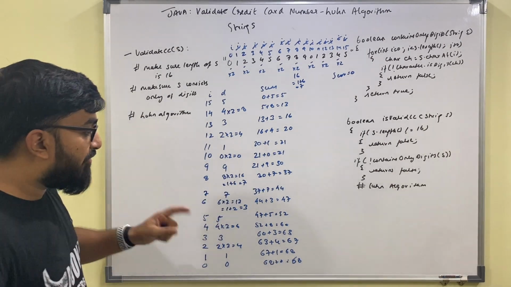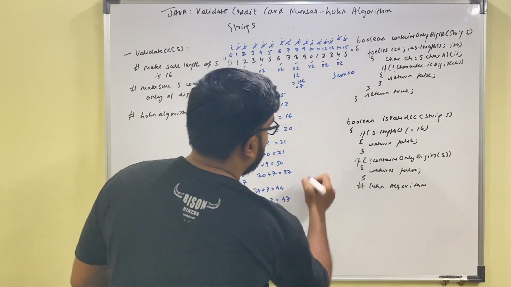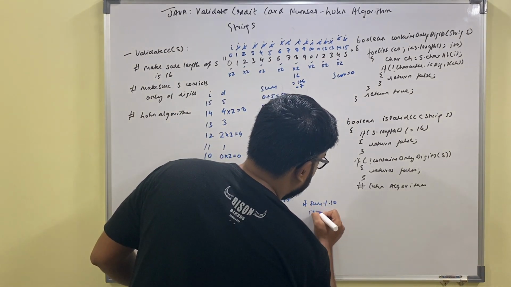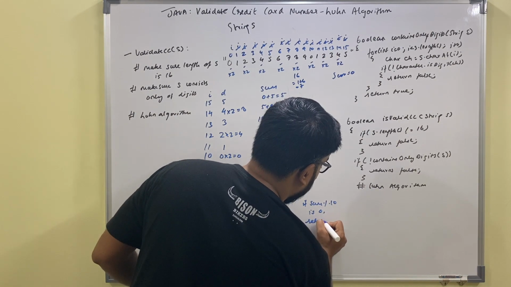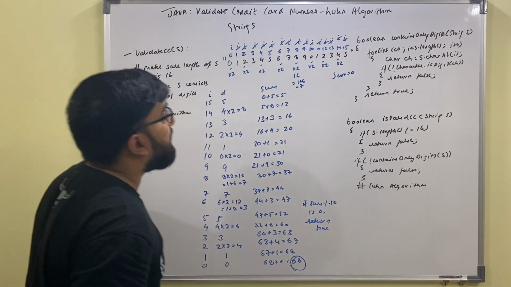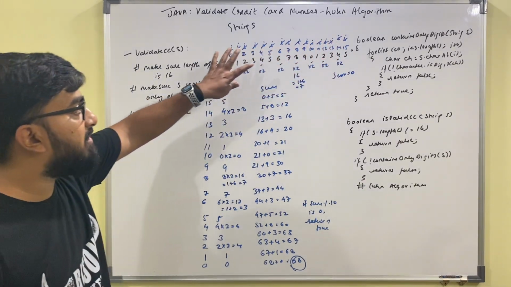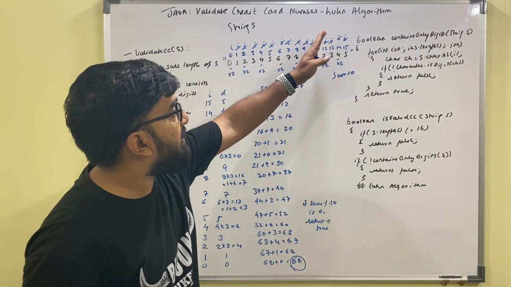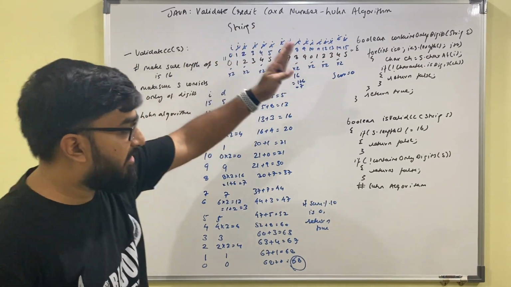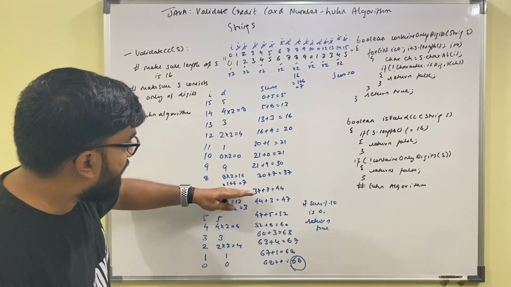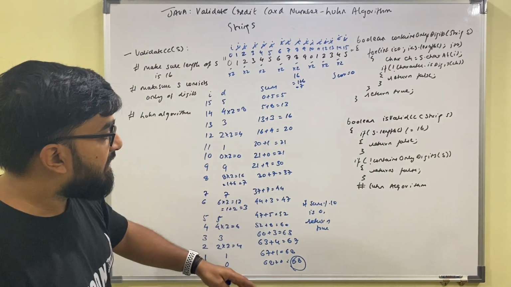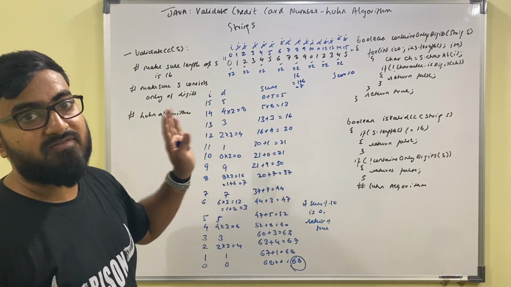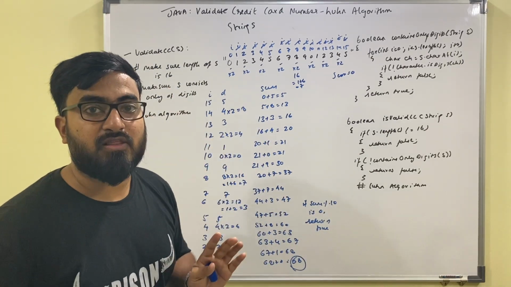Okay, final thing is that when you get this sum, if sum percent 10 is 0, return true. That is, after this processing of the sum, where we iterated this string from right to left and doubled every alternate digit, following this rule, the sum that you get finally must be divisible by 10. If it is, then it is a valid credit card number, and that is what Luhn algorithm is.